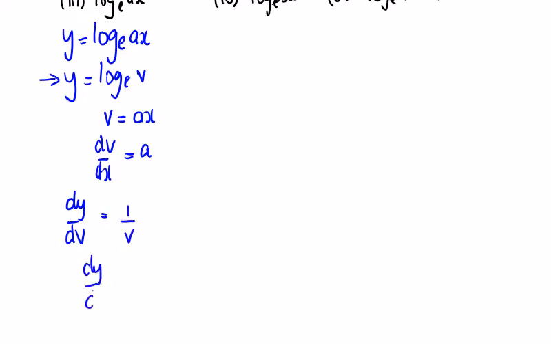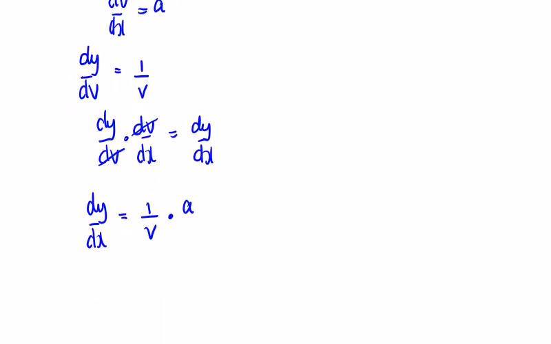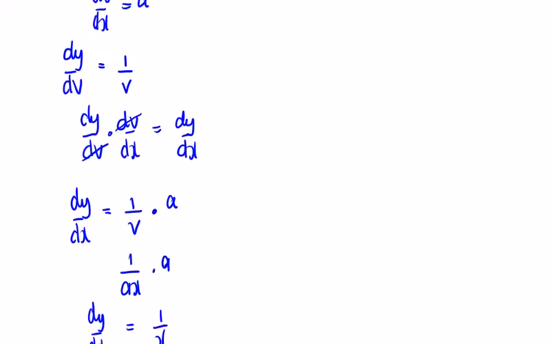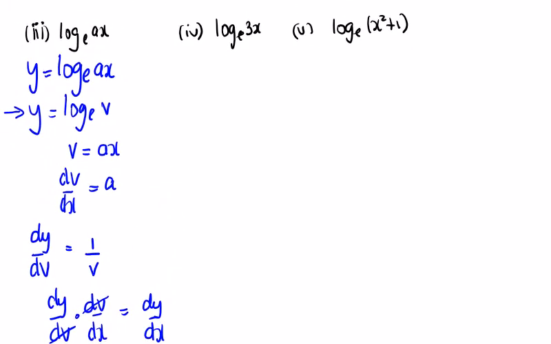So dy/dv by dv/dx, you can see, is dy/dx. So dy/dx becomes dy/dv, which is 1 over v, times a, which is dv/dx, and 1 over v is 1 over ax. So we just end up with dy/dx becoming 1 over x. So let's have a look up here. Log to the base e of 3x. The second one, you can see, is similar to the first one.